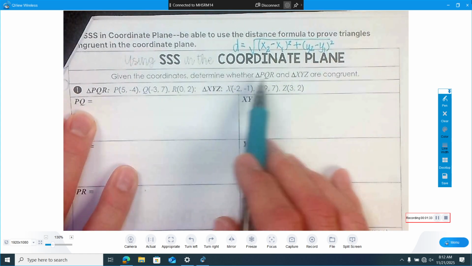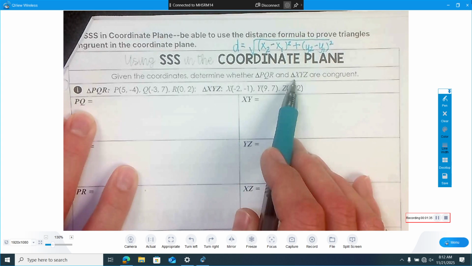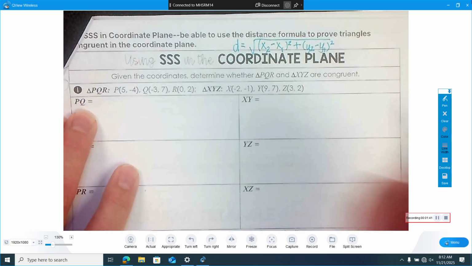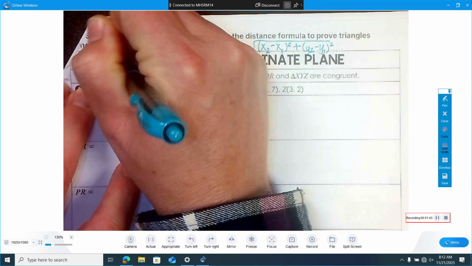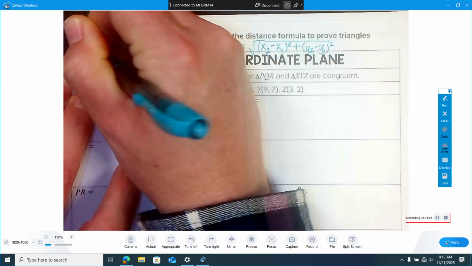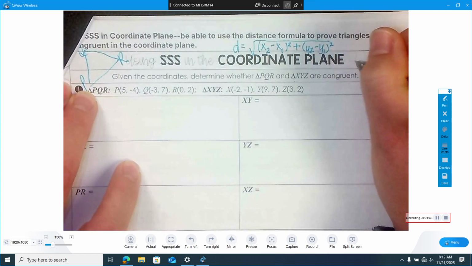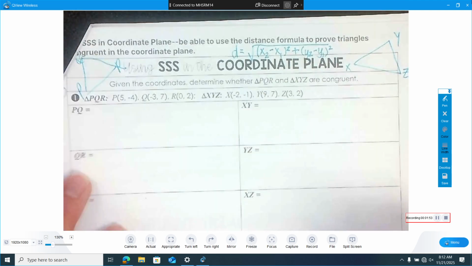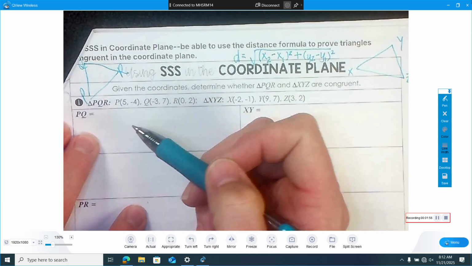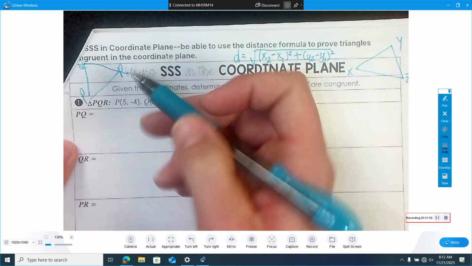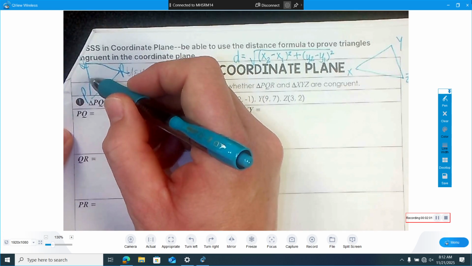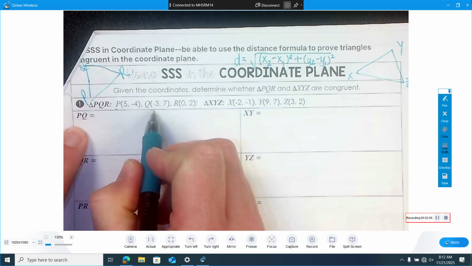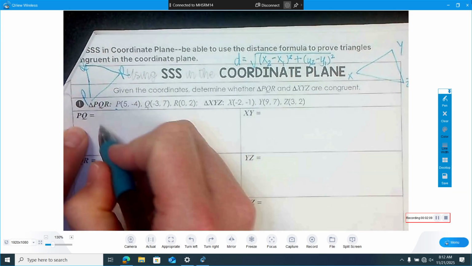Given the coordinates, determine whether triangle PQR and triangle XYZ are congruent. And so to figure that out, I'm just going to draw a picture because I like to have a picture. PQR, and maybe we have triangle XYZ over here, okay? And so what we're doing is we have to just look at the three sets of sides. So here, I'm going to try and find the length of side PQ. Here's our first side, all right? And so I want to use P and Q and my distance formula.